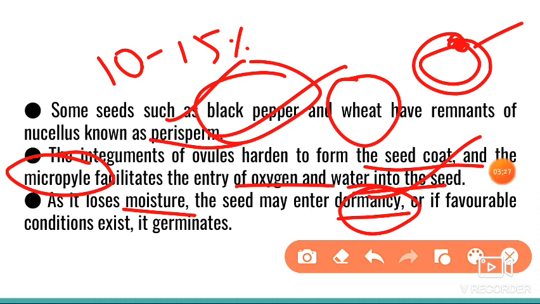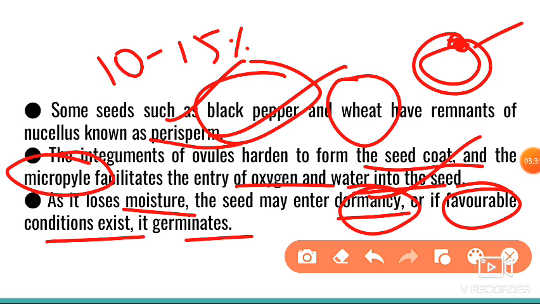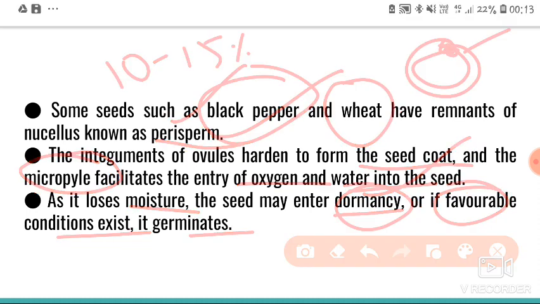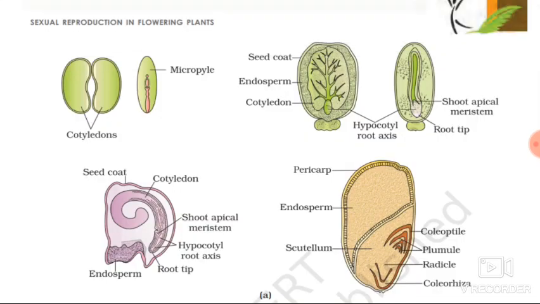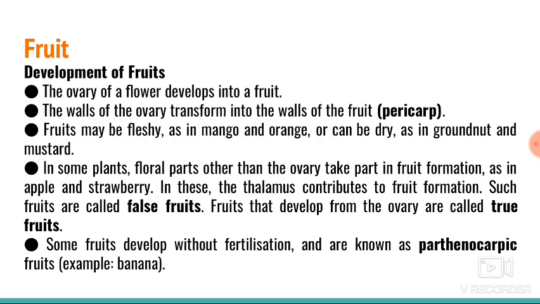And whenever favorable conditions arise, for example temperature, moisture and oxygen, at that time they start their germination. Okay, this is about the seed, which we studied in the last class. And students, moving to the next, these are the structures of the seeds, differently given.